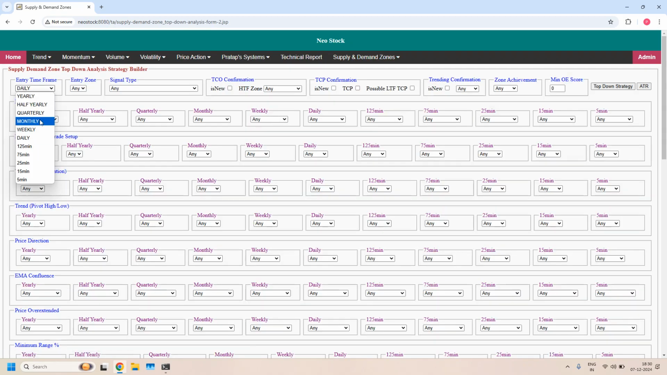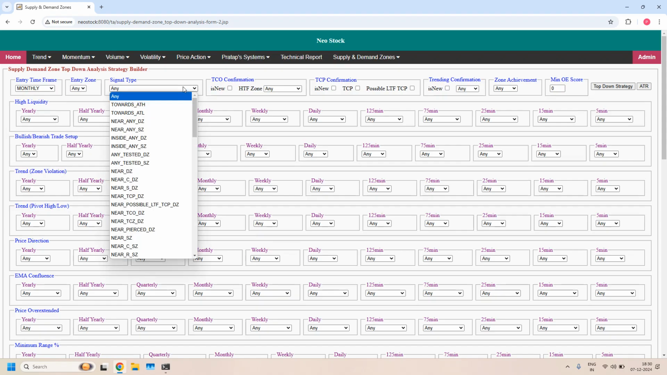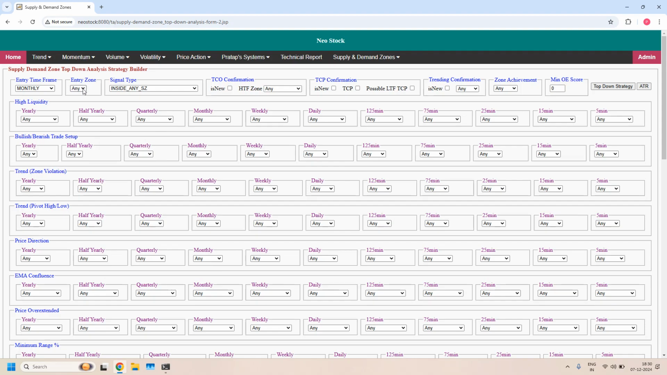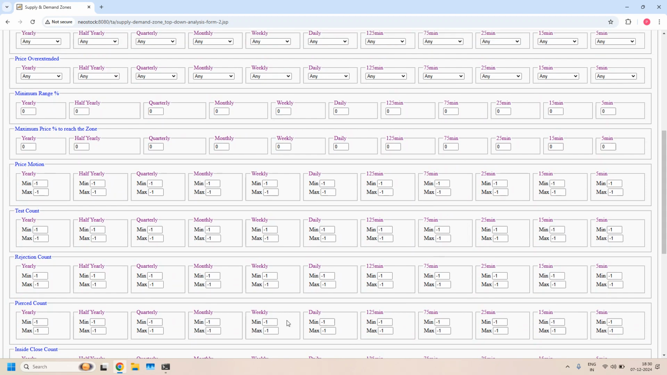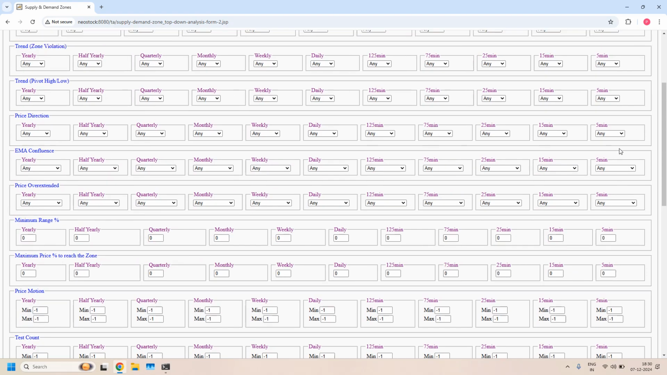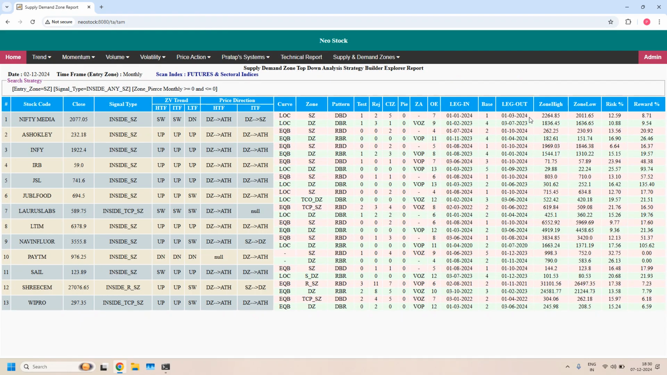Monthly time frame, price closed inside monthly supply zone, and these monthly supply zones should not be pierced. So at the pierced count at monthly time frame, I am setting minimum value 0, maximum value 0. Now let's filter. We got 13 stocks.